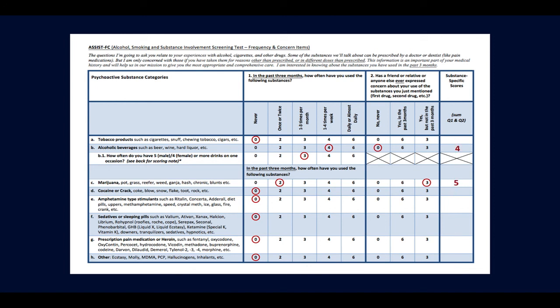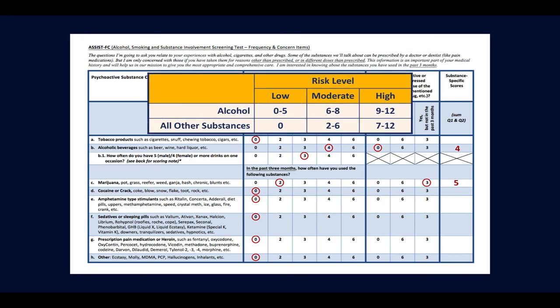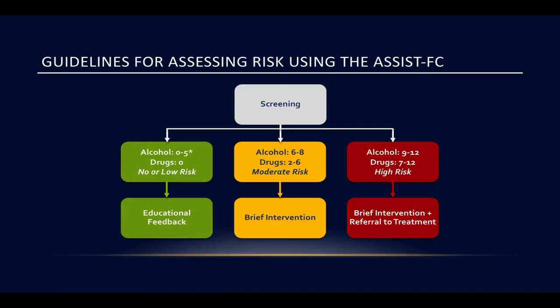For each substance, add up the scores received for questions 1 and 2. In this case, you can see that although the patient scored in the low risk range for alcohol, a brief intervention for alcohol should be delivered to discuss the risks related to binge drinking. Note that the patient also scores in the moderate risk range for marijuana. So in the end, you have a substance-specific score for each drug.